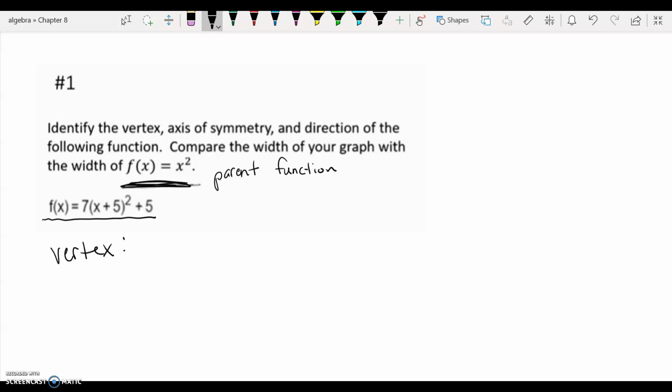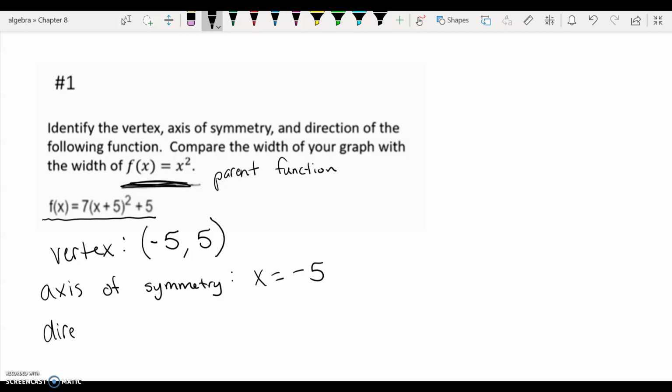Remember, it's based off your h and your k. However, the h I'm going to use the opposite sign of. So it's a positive 5, I'm going to use a negative 5. And on the outside is my k, so my vertex is negative 5, 5. Remember, your axis of symmetry, guys, is based off of the x value. So my x value is negative 5, so I'm going to say x equals negative 5. That's my axis of symmetry.